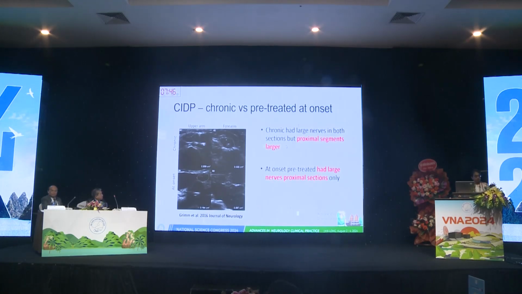And as I said before, the longer the duration, the bigger the nerves. I said earlier that proximal tends to be bigger than distal. That is what you see in the acute phase. But when the person has had it for a long time, it's actually bigger on both sides, so you don't see that difference.